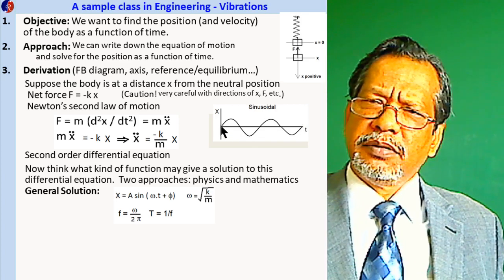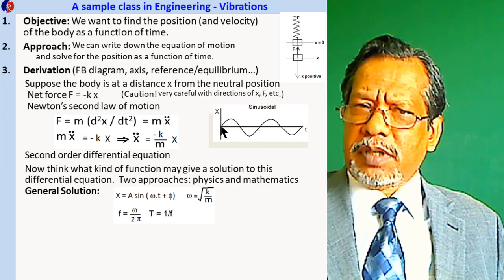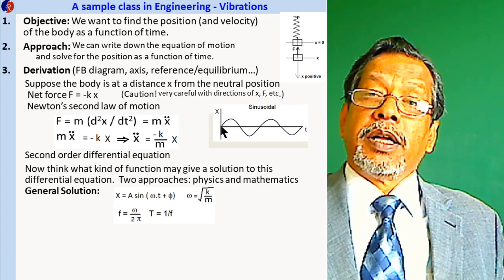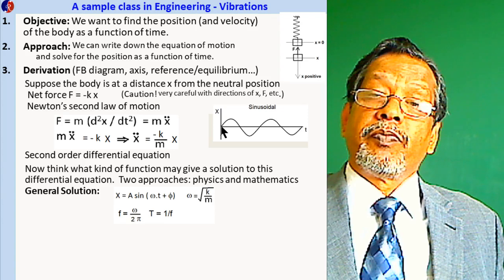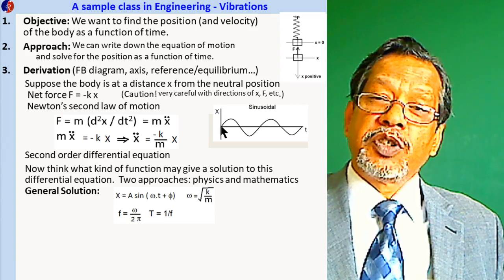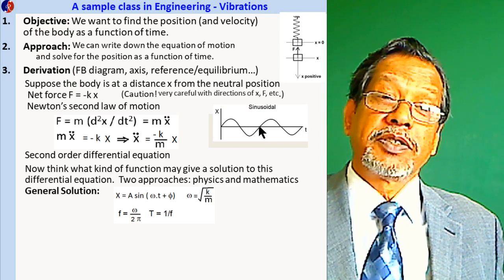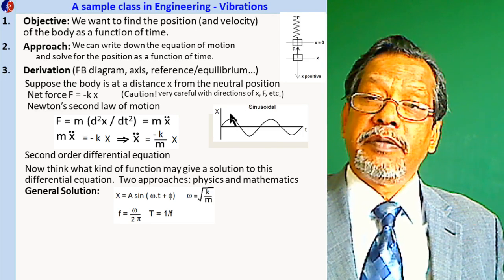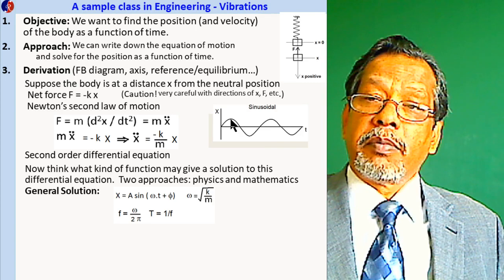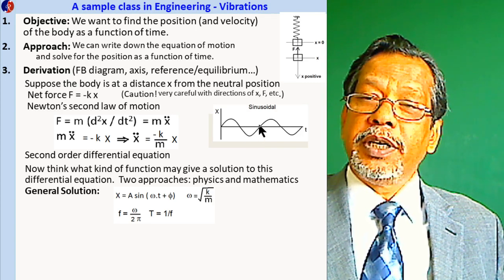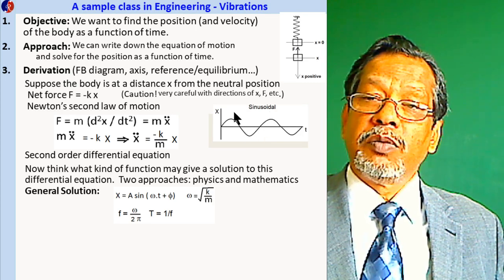Cycle? Okay, I'll explain the cycle right away. If it's starting from here, going up, down, and coming back to that point, that's called 1 cycle. Or if you count from here, from the top, it goes down all the way and comes back to the top. That part is called 1 cycle.